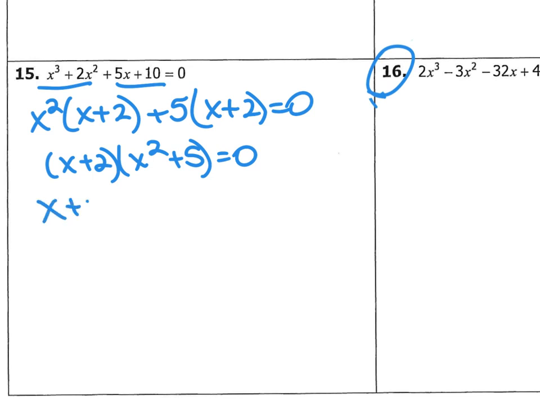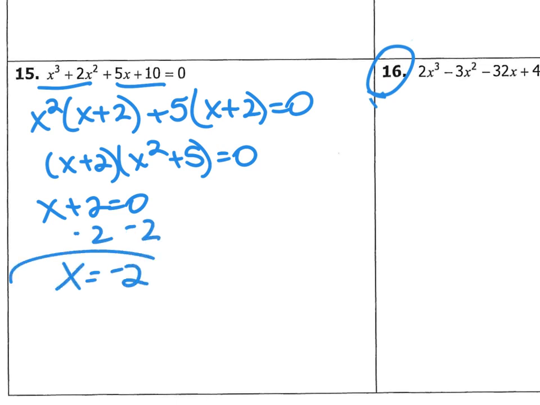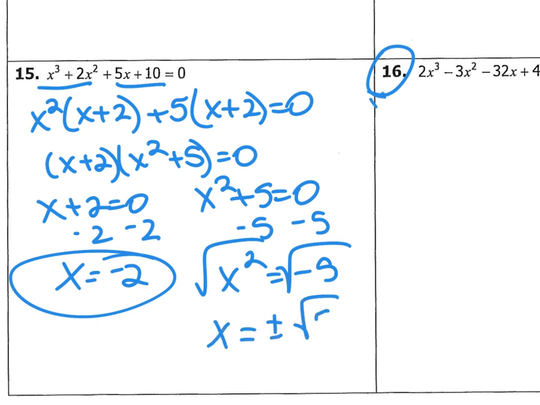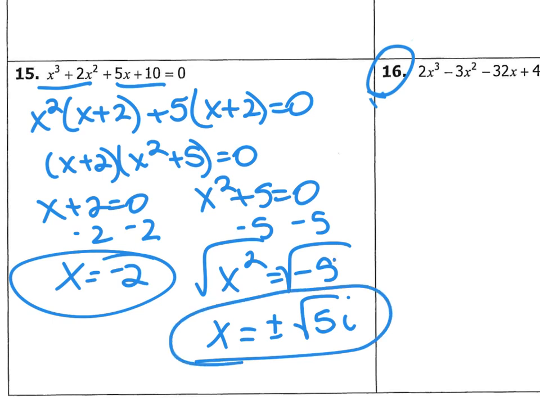So I'm going to say x plus 2 equals 0. Subtract 2, and I get x equals negative 2. Okay? So that's my first solution because I just took that parentheses and set it equal to 0. For the second one, I'm going to say x squared plus 5 equals 0. I'm going to subtract 5. I get x squared equals negative 5. I've got to take the square roots this time. I get x equals plus or minus the square root of 5, i. And it's imaginary because I have a negative underneath the radical. So I have one real solution at negative 2. That's an x-intercept where it crosses. And then I have two imaginary solutions at plus or minus the square root of 5, i.